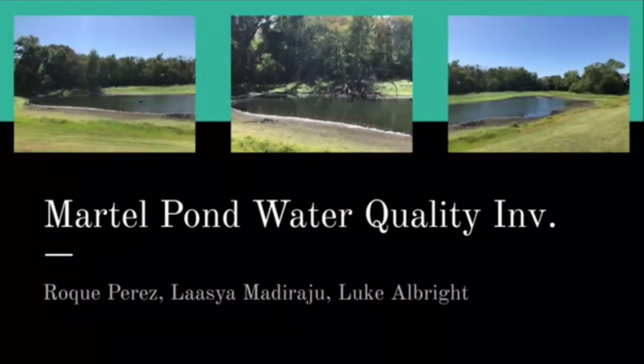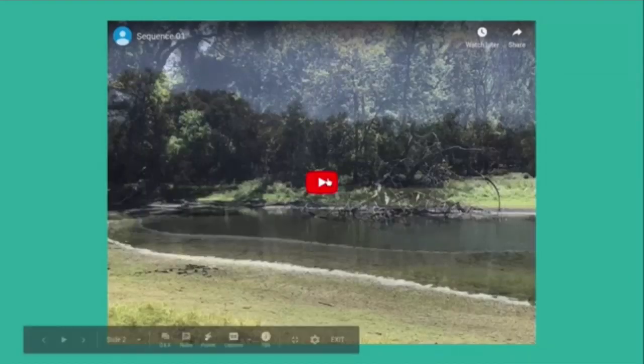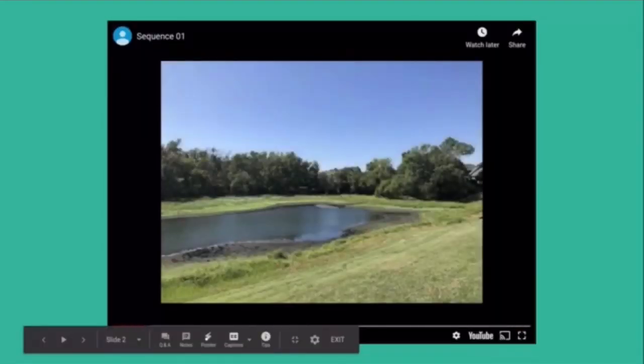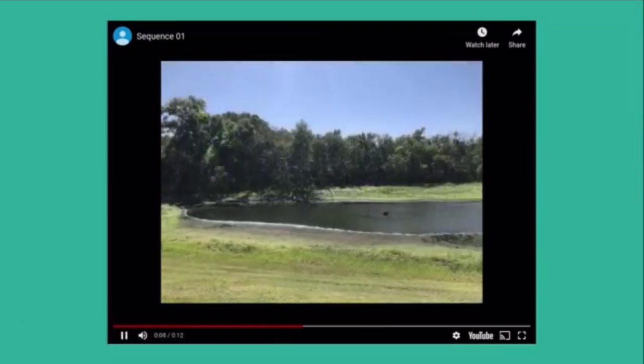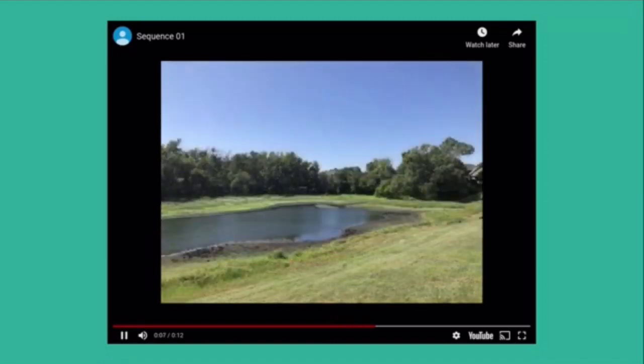Presentation is going to be about the Martel Pond water quality investigation that Roque, Lassia, and Luke did. Firstly, there's just a short montage of some pictures of Martel Pond and what it visually looked like when we all went to do the investigation.